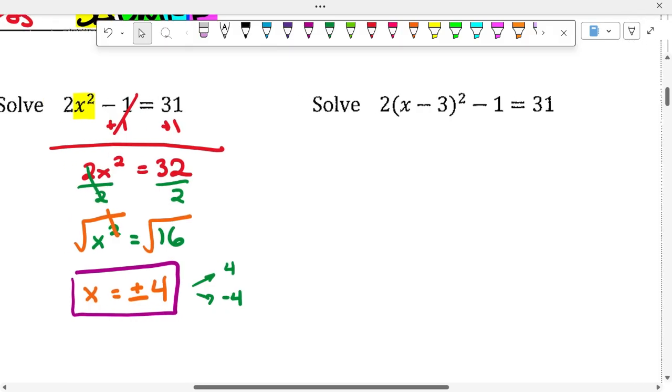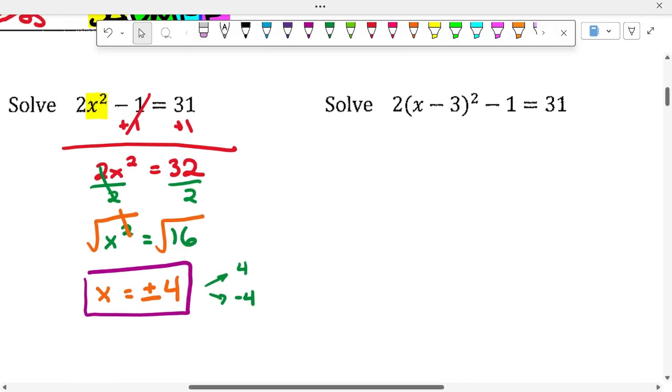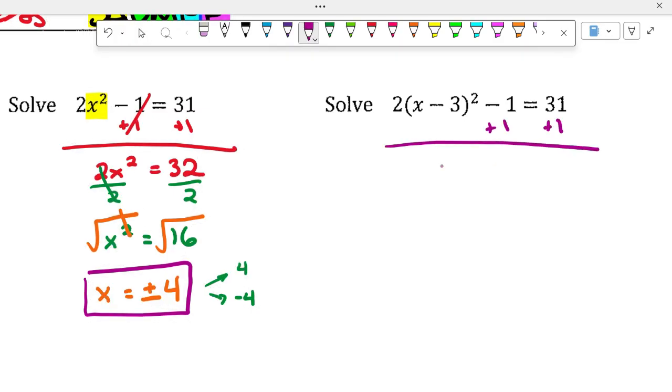This next one looks like we're doing the full order of operations. So think SADMEP. This is where SADMEP will really come in handy. If you think SADMEP, what do you do first? You add the 1, take care of the addition and subtraction. So I have 2 times x minus 3 squared is equal to 32. What do you think I do next?